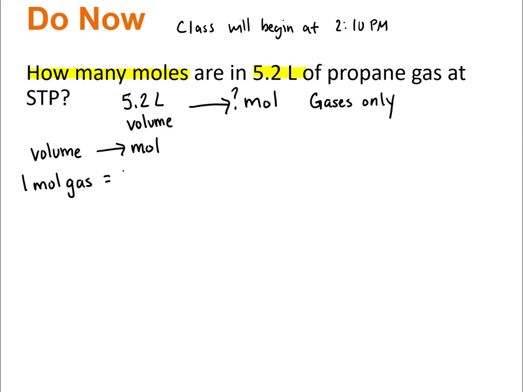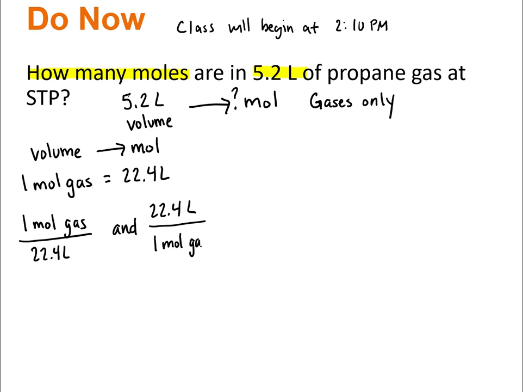One mole of gas has a volume of 22.4 liters. It doesn't matter what gas it is, propane gas, nitrogen gas, air. At STP, which is the standard temperature and pressure, one mole of gas has a volume of 22.4 liters. From that unit equation, we can write unit factors. I'll label our unit equation and the unit factors.